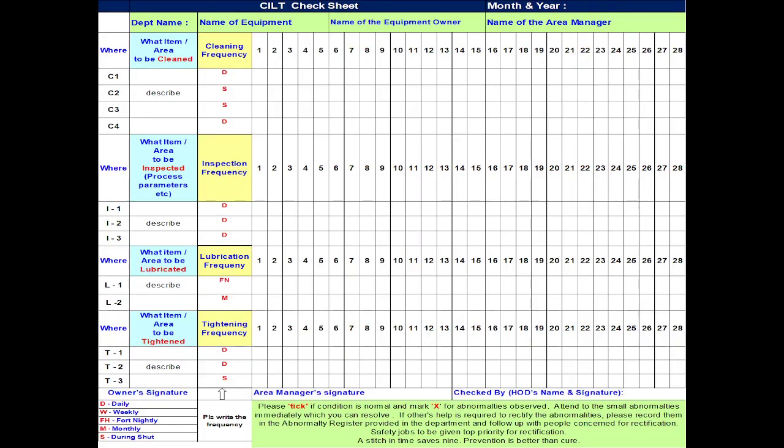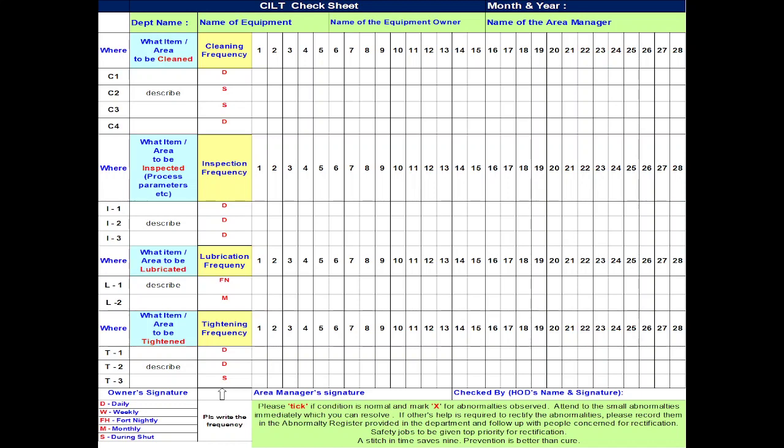This is a sample of a CILT check sheet prepared to inspect and check for abnormalities in your ownership equipment while doing CILT. This is a monthly sheet. In the top row, write down the month and area, and the department name of the ownership equipment. If you are allotted more than one equipment, use a separate check sheet for each equipment. Next, write down the owner's name and the name of the area manager who has helped you to prepare this check sheet. Once in a week, the area manager along with you will visit your ownership equipment and check whether you have filled the check sheet properly.